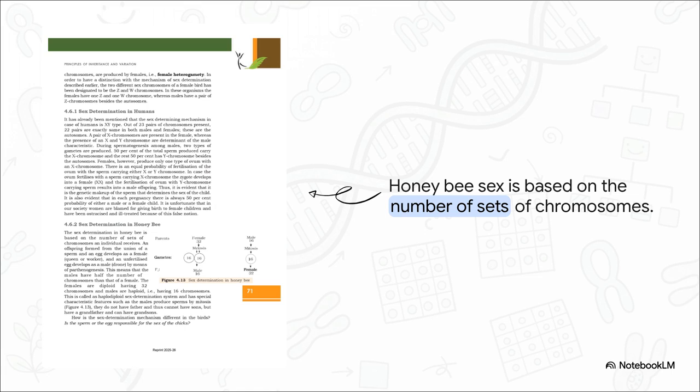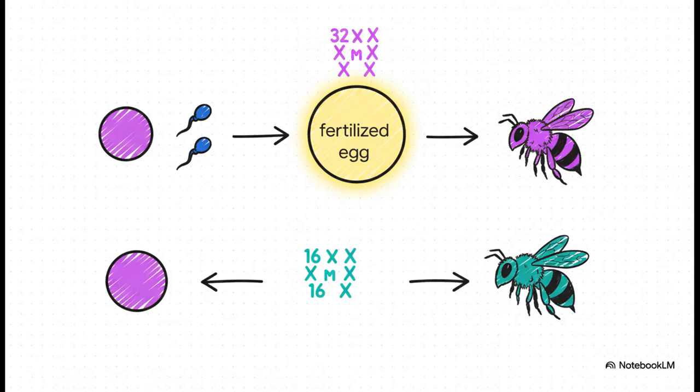But what if sex wasn't about different types of chromosomes at all? Let's look at a really fascinating case, the honeybee. For them, it's all about the total number of chromosomes an individual gets. This system is known as haplodiploidy. Okay, this is just wild.